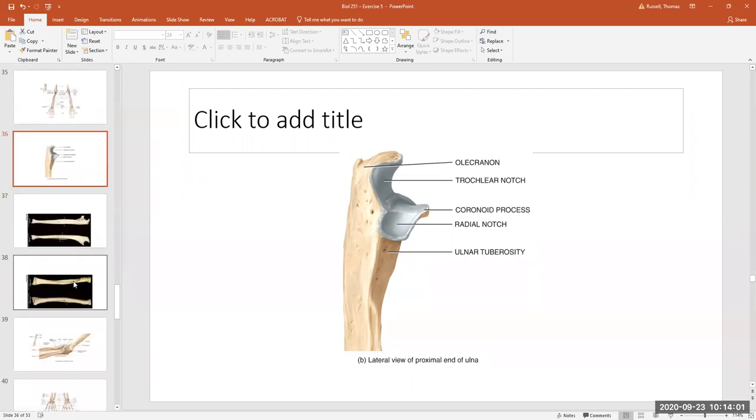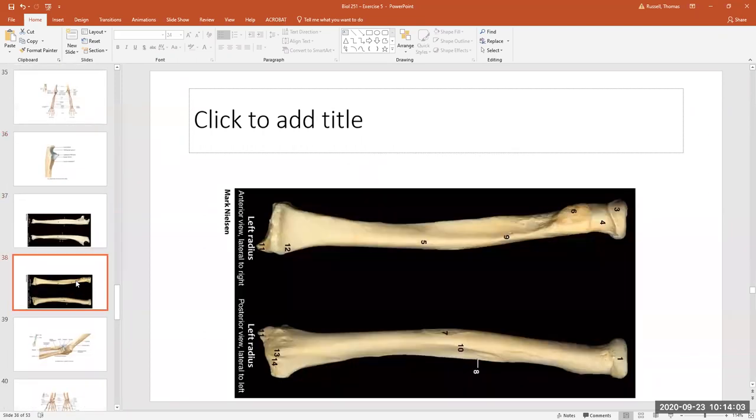Let me follow the order of our book. We're going to start with the radius. I'm going to go back to the ulna in a second. So this is the radius. This is a left radius. And we need to know anterior from posterior. So this is an anterior view of the bone. So if you looked at your forearm with your palms facing up in a supine position, your bone would look like this. How do I know medial from lateral?